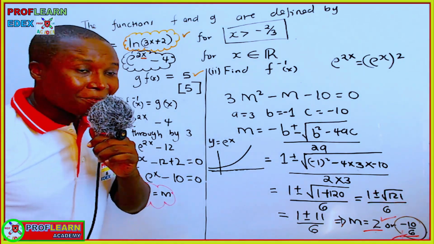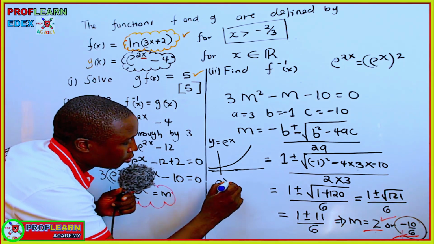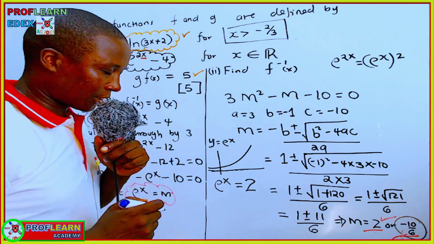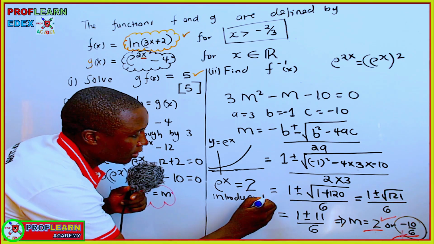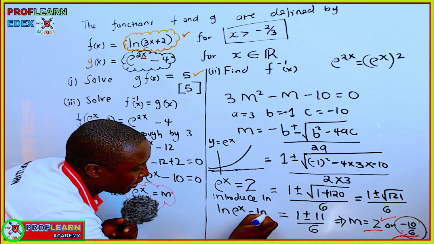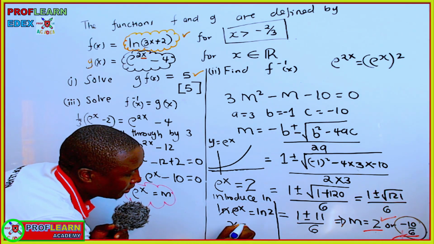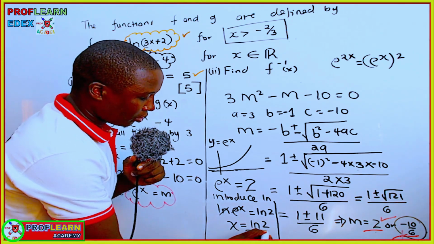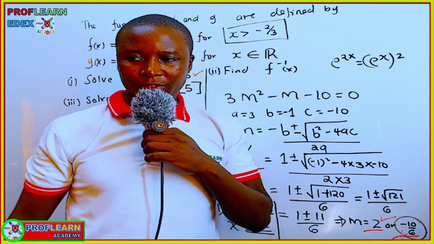So we are going to say that e to the x equals 2. Then now you need to find what x is. So we introduce ln on both sides. This is going to be ln of e to the x equals ln of 2, which means that this will cancel out. We shall have x equals ln of 2. Of course, you can leave it at that level, or you can use your calculator to find what ln of 2 represents.